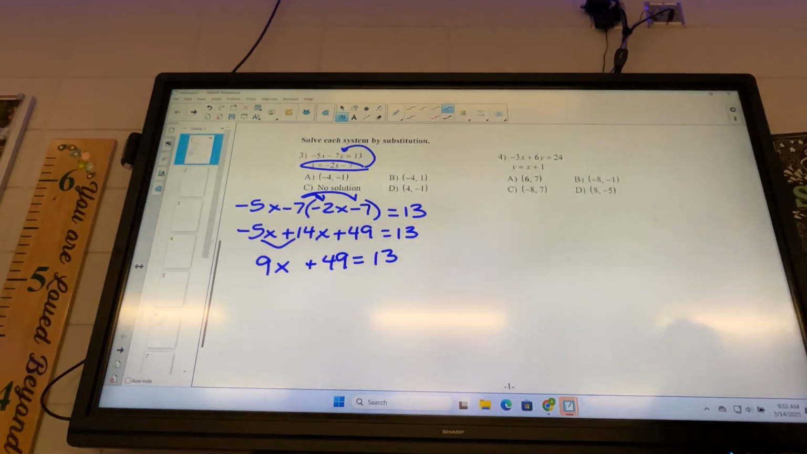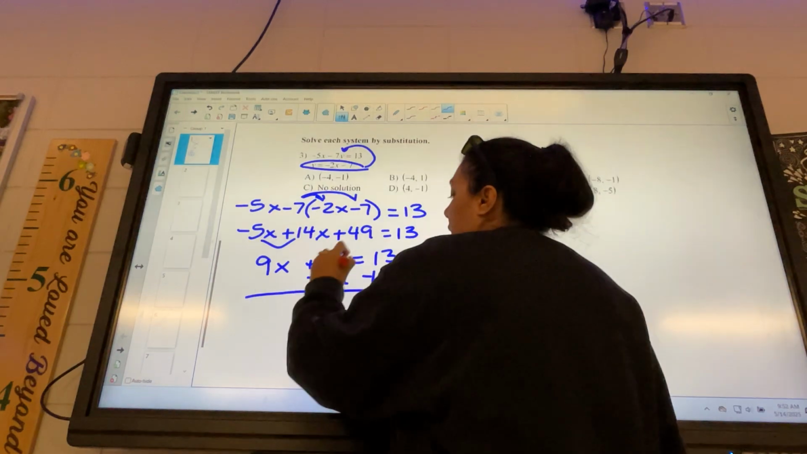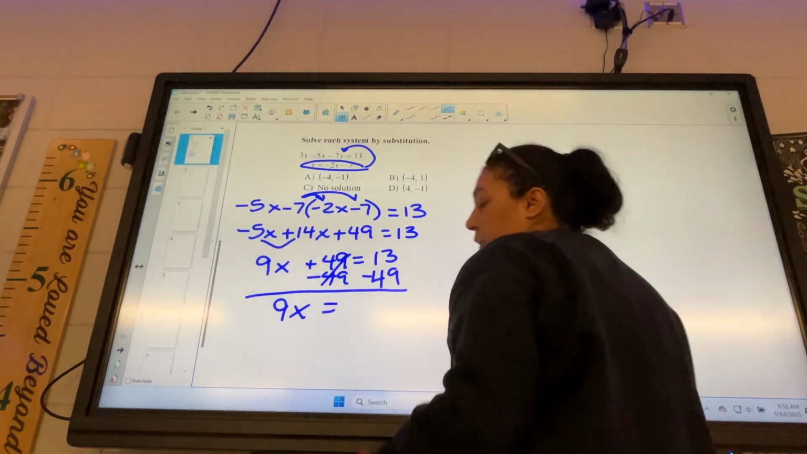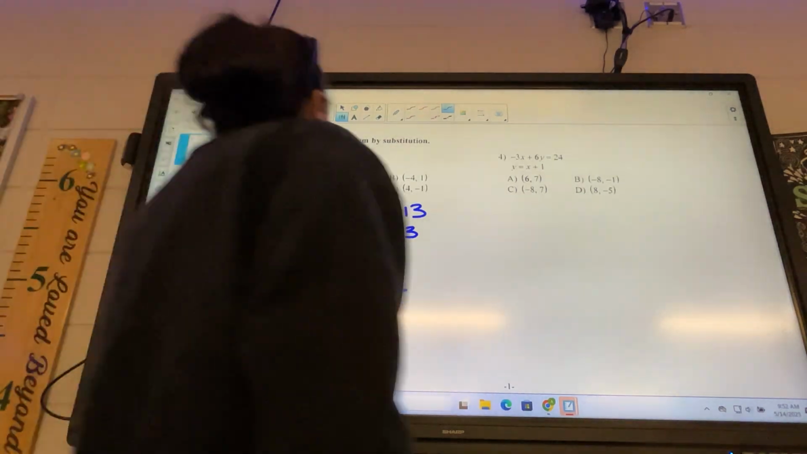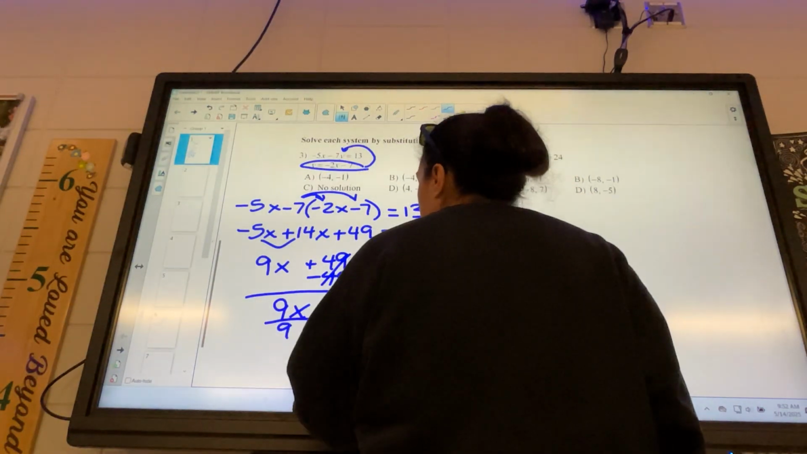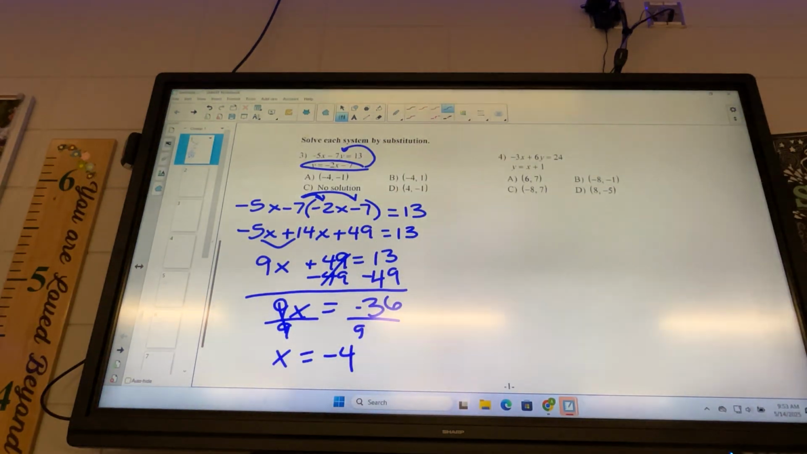Then what needs done? Minus 49 on both sides. Okay, so we got 9x equals, what is 13 minus 49? Negative 36. Negative 36, and then divide by 9. Negative 4. Okay, so at this point is when I would say to stop and really look at your answers.